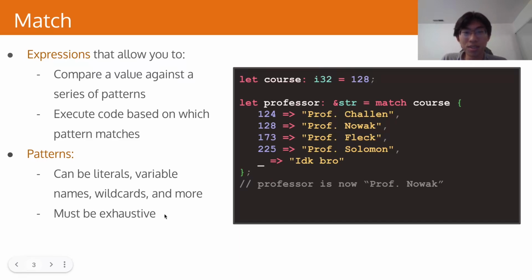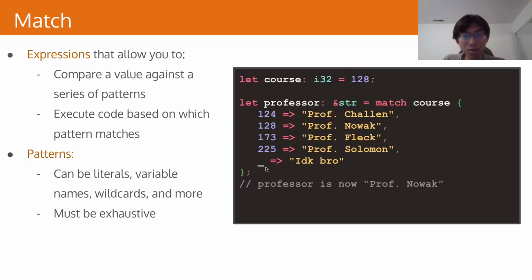To introduce what this looks like in practice, here we declare an int, course, and we set it to 128. And then we declare this variable professor, which is a string slice. What professor will be set to is the result of this match expression. So we're going to match course. We're going to look at what course is and match it against these possibilities. So we say, okay, if it's 124, it's Professor Callan. If it's 128, it's Professor Nowak, etc. So we see, okay, course is 128, so it matches this arm. So professor gets set to Professor Nowak.